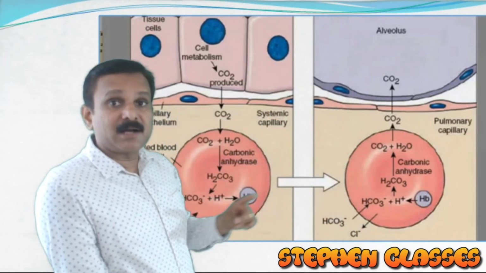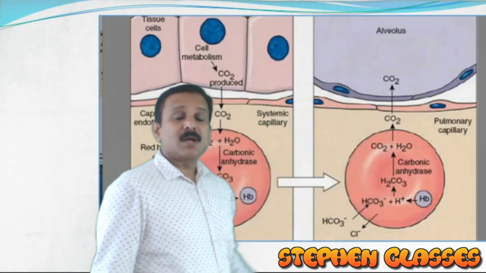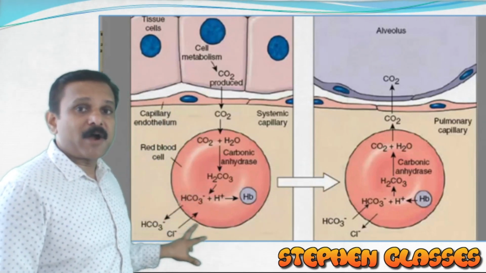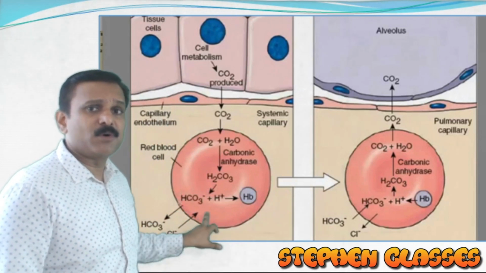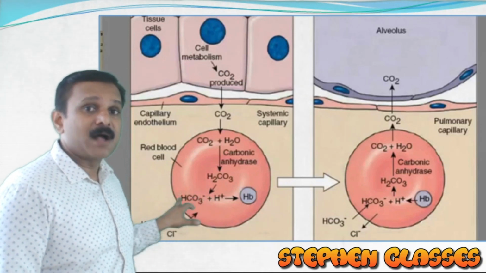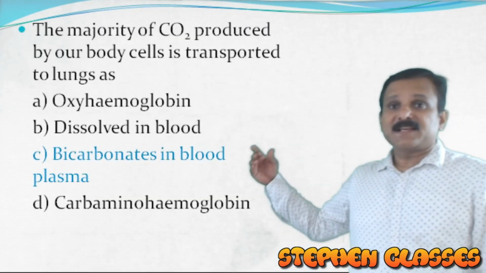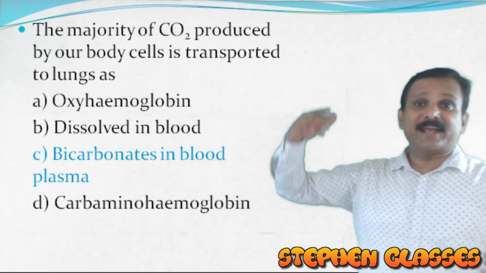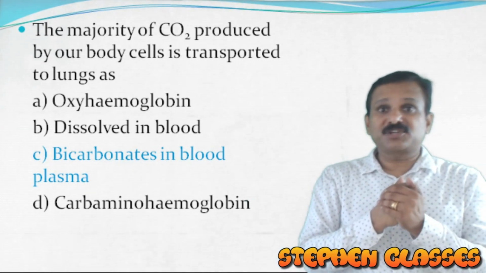Which enzyme is required here? Carbonic anhydrase. So I have explained the way in which carbon dioxide is transported in the form of bicarbonates. The important point to note here is the chloride shift. Chloride ions will move from plasma to RBC to compensate for the movement of bicarbonate from RBC to plasma. So coming back to our question, our answer will be option C. The majority of carbon dioxide, 70%, is transported in the form of bicarbonates. So our answer is option C.